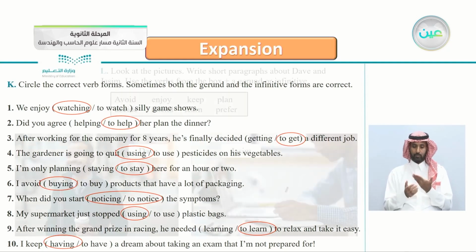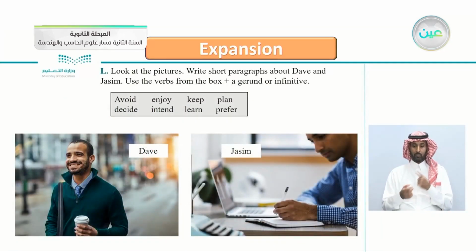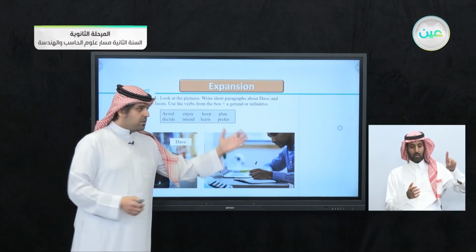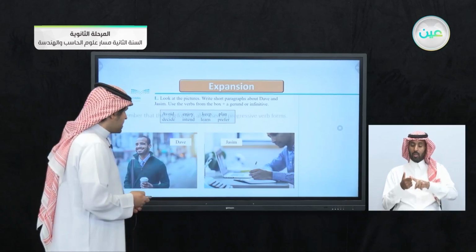Maybe this is a nightmare. So continuing here with the next exercise: look at the pictures and write a short paragraph about Dave and Jasim. Use the verbs from the box plus the gerund or infinitive. We have the verbs here: avoid, enjoy, keep, plan, prefer, learn, intend, and decide. And you see the picture here, Dave and Jasim. You can choose whatever verb here plus the gerund.